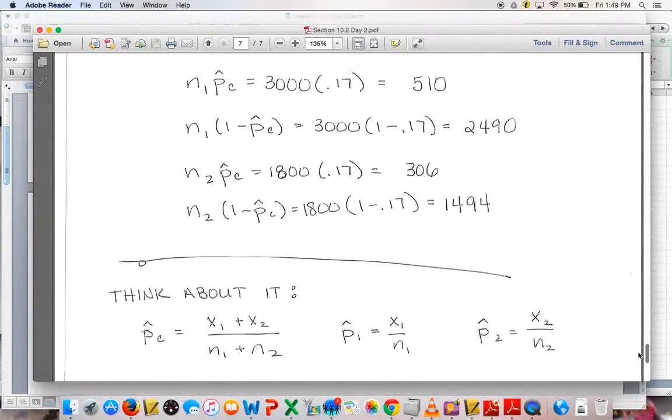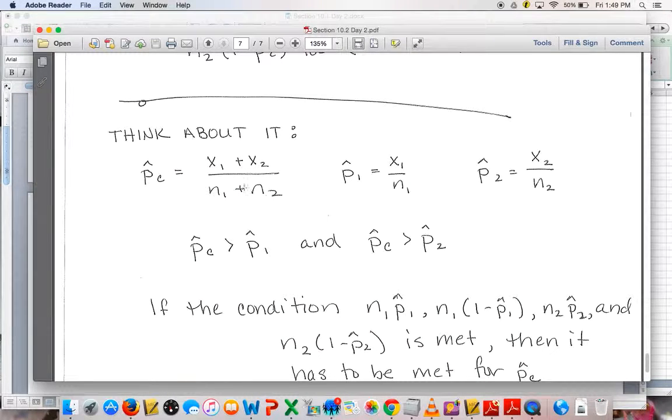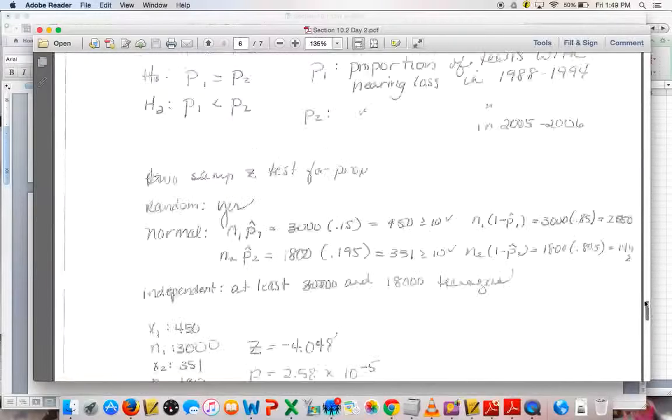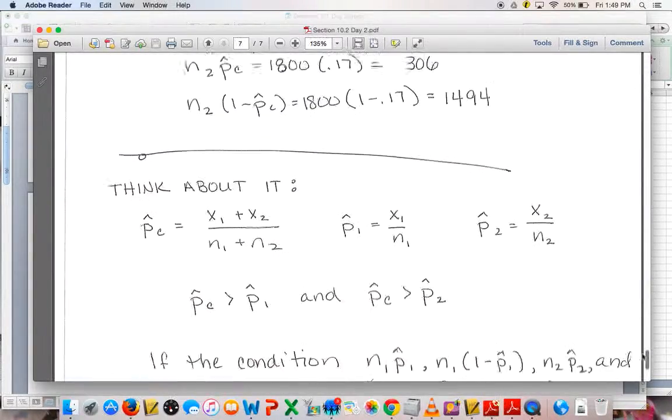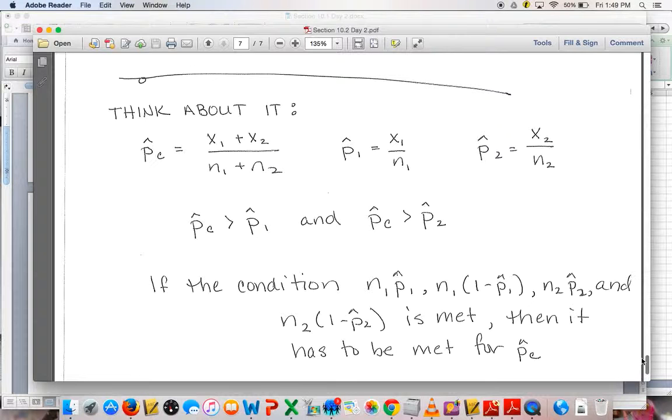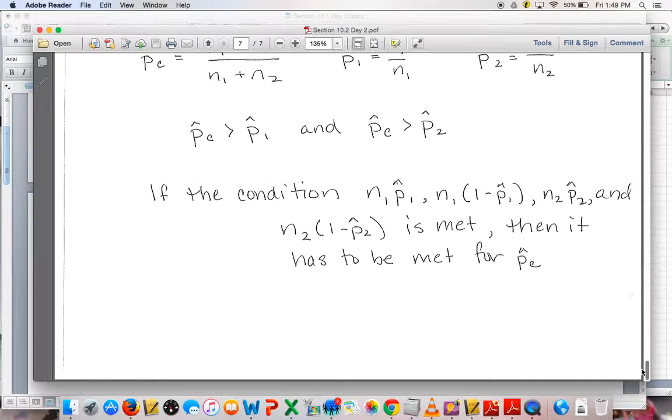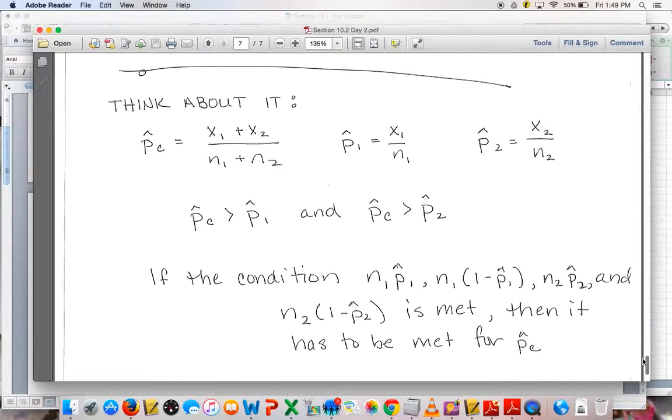Now let's think about this here. This is P hat C, this is P hat 1, this is P hat 2. So therefore, P hat C has to be greater than P hat 1, and P hat C has to be greater than P hat 2. So P hat C is always bigger than those ones. When we're checking up here, we're using P hat 1 and P hat 2, not P hat C. So if the condition is met for P hat 1 and P hat 2, and they are supposed to be less than P hat C, then the condition has to be met for P hat C as well. All right, so that's all that's saying there.